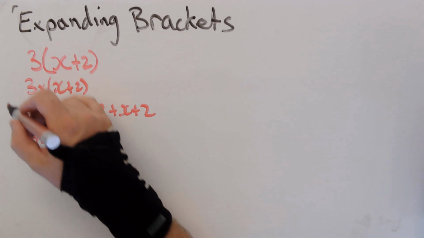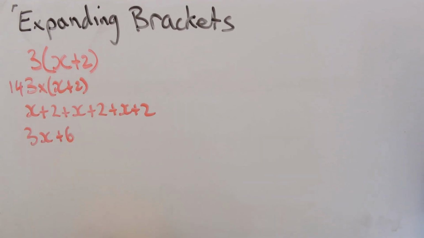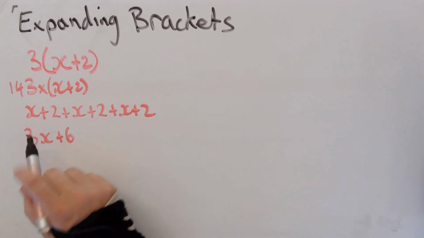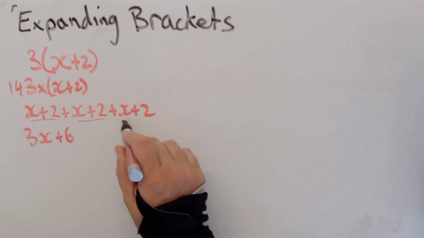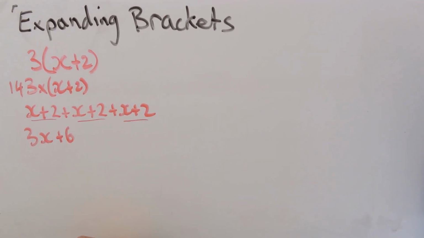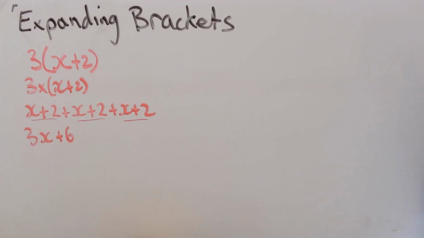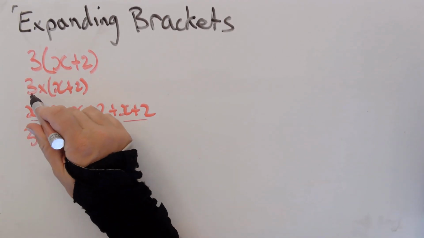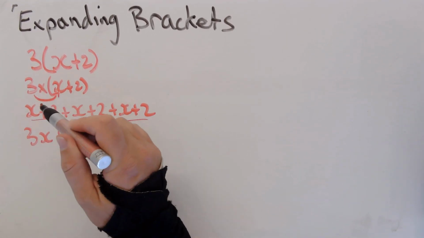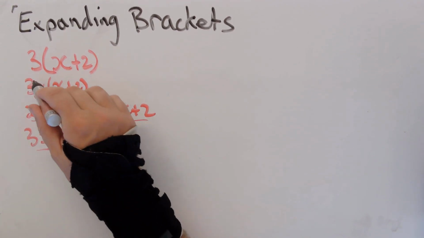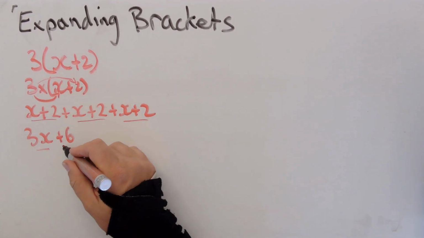The problem becomes apparent when I need 143 lots of x plus 2. All of a sudden, it's completely ridiculous to write this out 143 times. So we must have a better way, and the better way, it's in our notes, is called the distributive law. It tells us that we can go 3 times x gives us 3x, and 3 times 2 gives us 6.